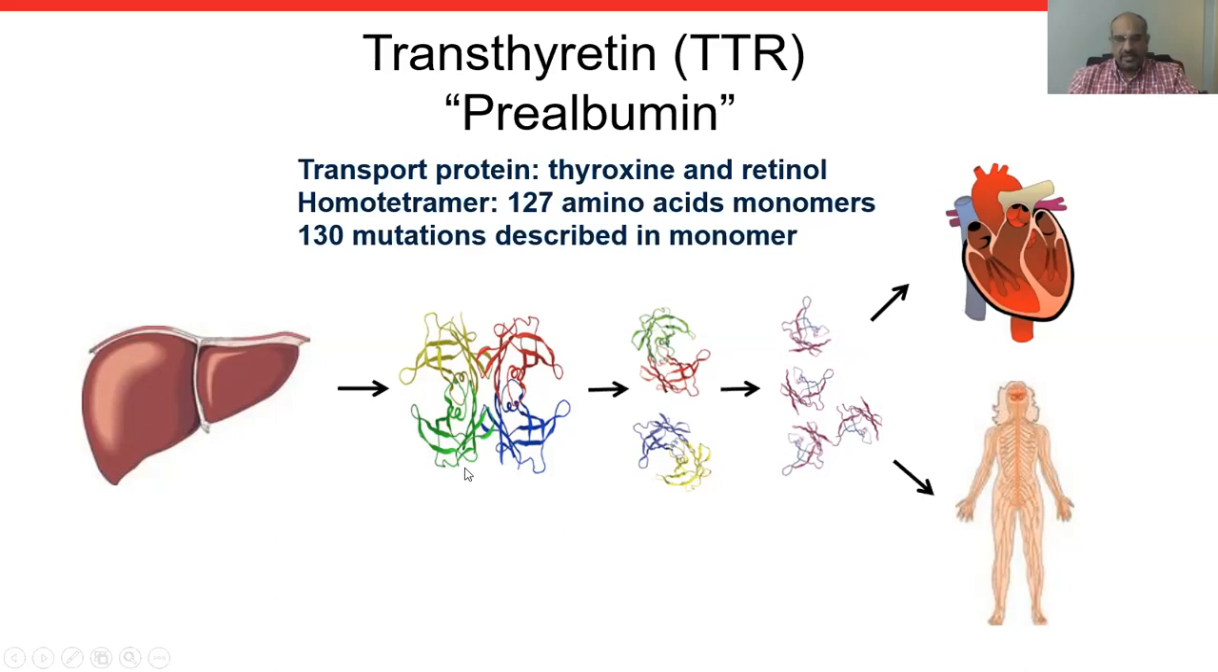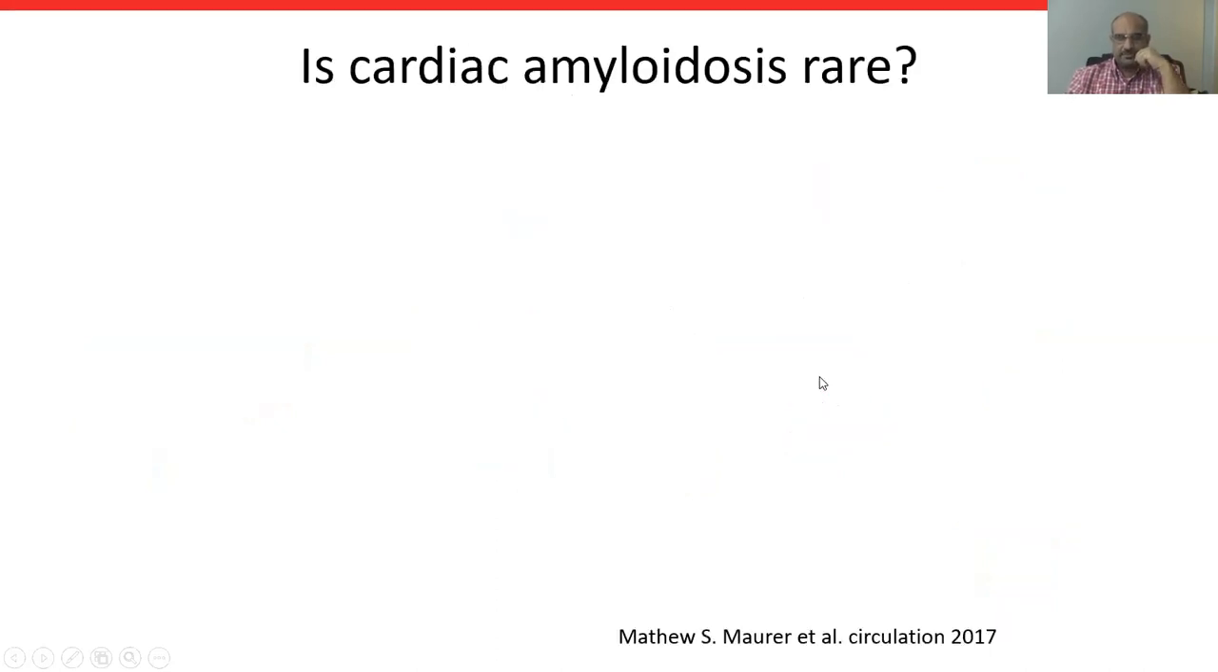So if we interfere with the degradation of the tetramer, or the dissociation of the dimers into monomers, or the misfolding of the monomers, all these steps can prevent amyloidosis.